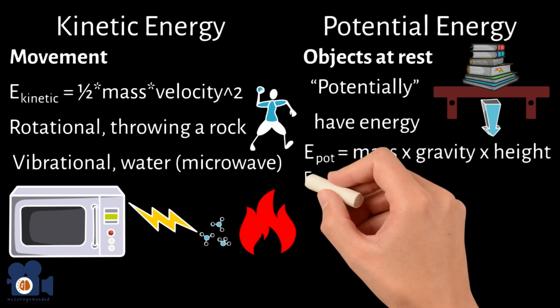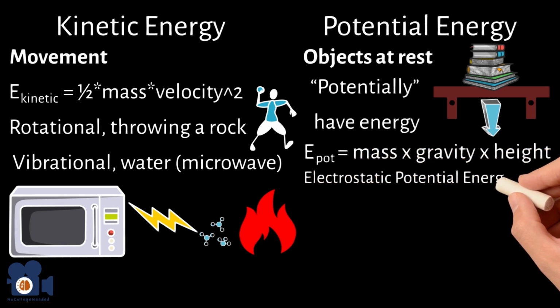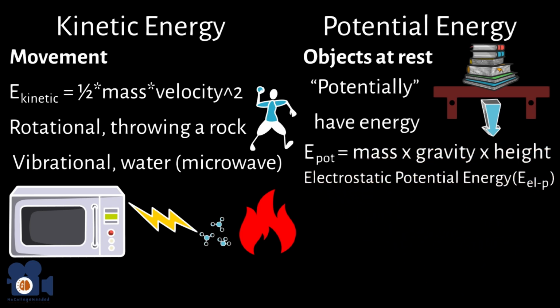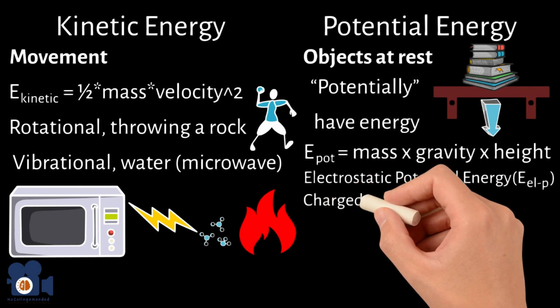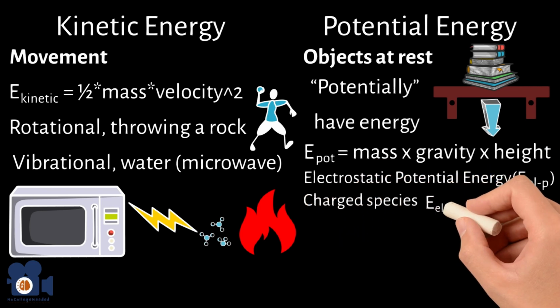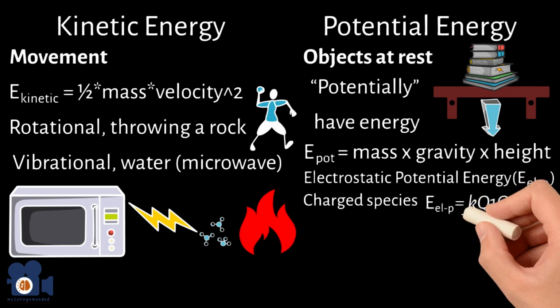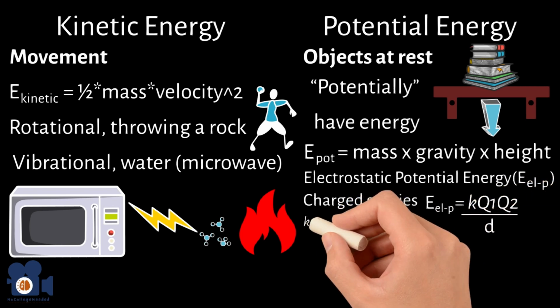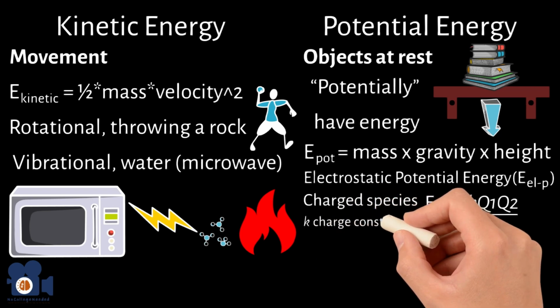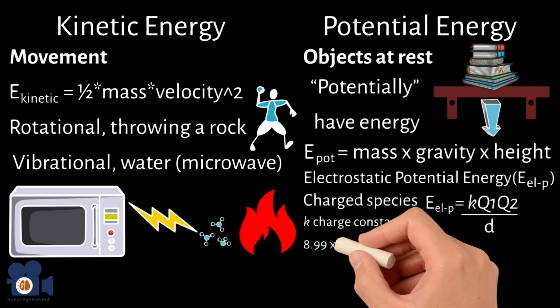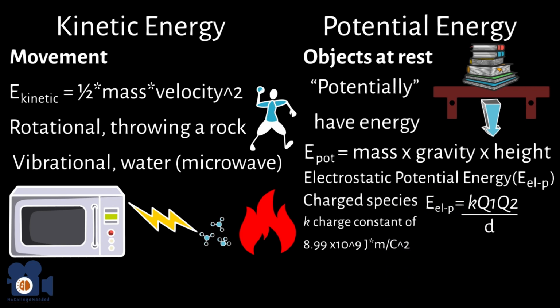The second relates to electrostatic potential energy, E ELP, and is critical when dealing with charged atoms, molecules, or ions, and the equation is E ELP equals K times Q1 times Q2 divided by D, where K is a charge constant of 8.99 times 10 to the 9th joules times meters divided by coulombs squared.